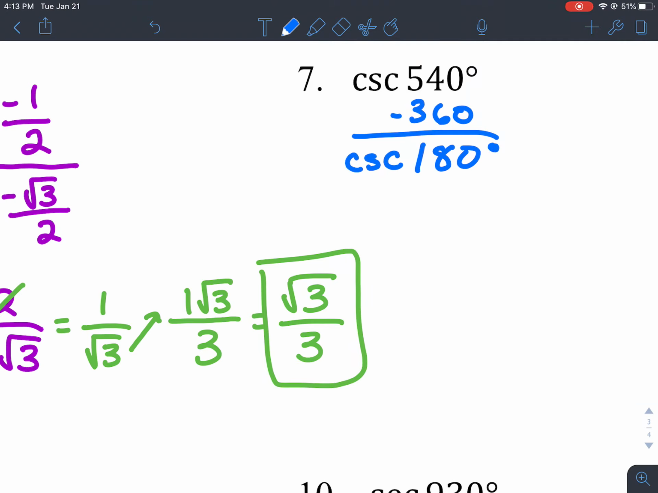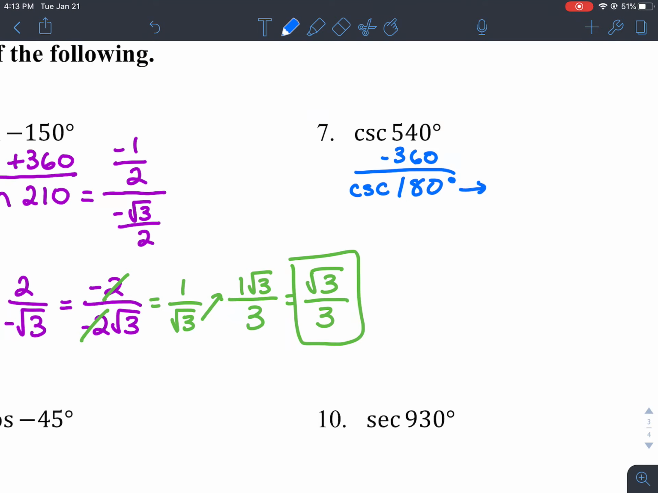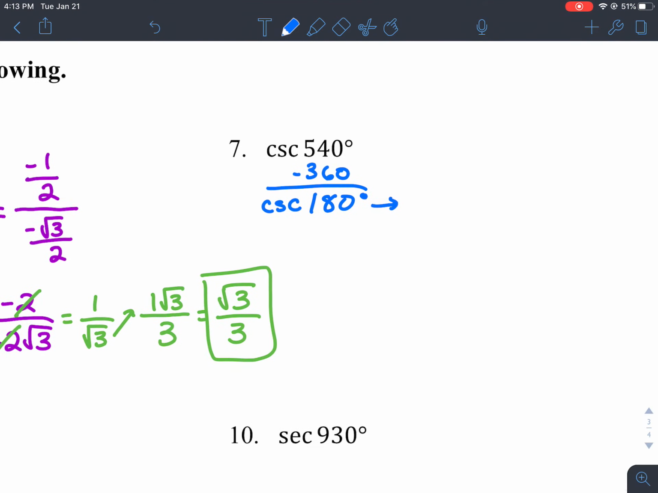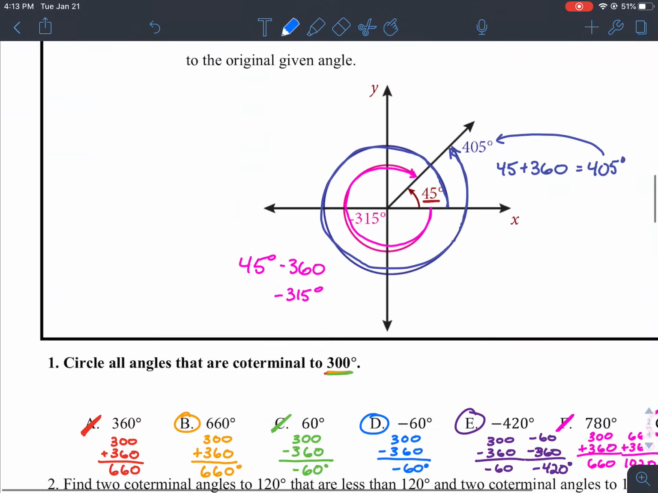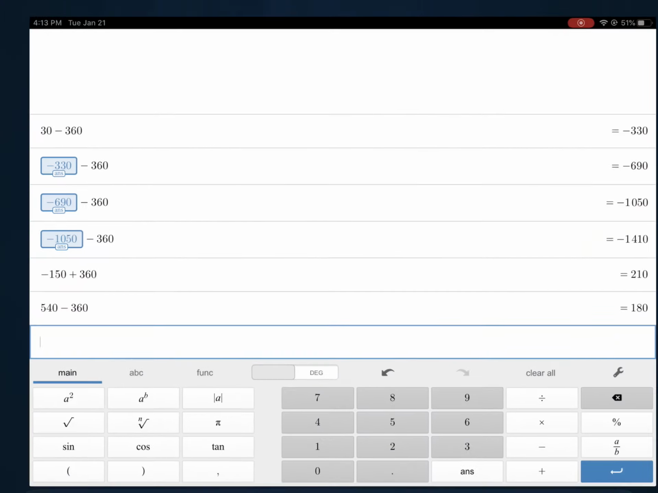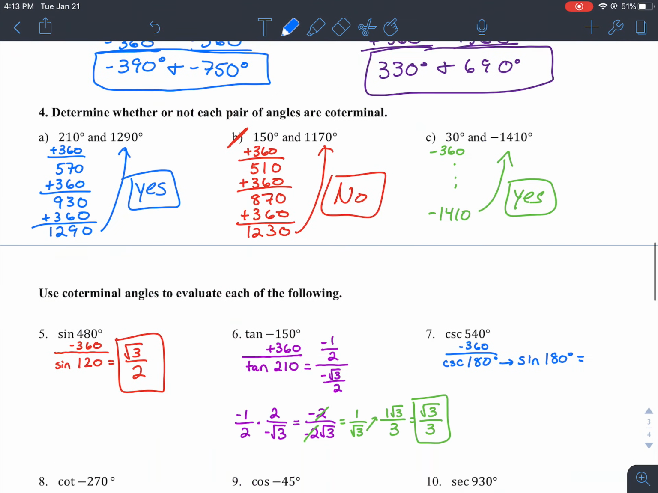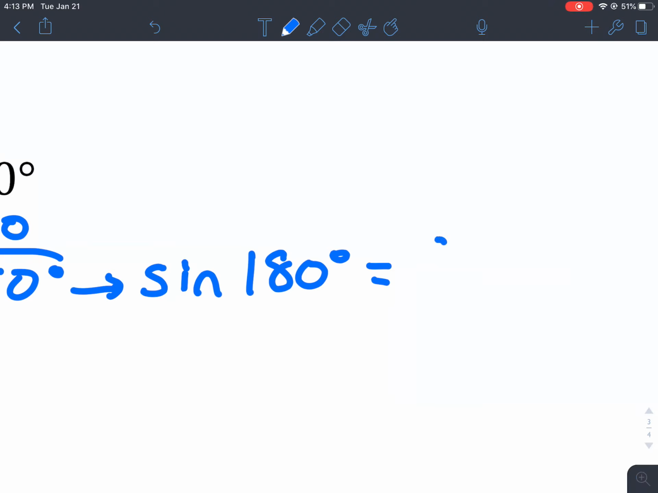Now, in order to know what the cosecant of 180 is, we have to know which one cosecant pairs with. Is it sine, cosine, or tangent? Cosecant gets paired with sine. So what we're going to first do is find the sine of 180 degrees. And then once we have that answer, we're going to flip it. So we go to 180 on our unit circle. And we want the sine value, which is the y-coordinate, which is 0. So the sine of 180 is 0.